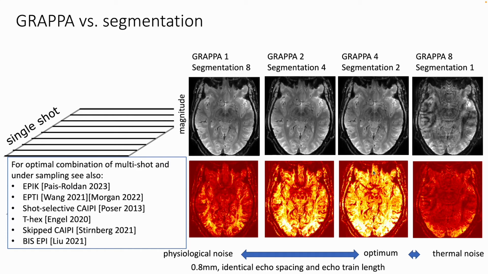And finding a good compromise between undersampling patterns as well as multi-shot methods, I think, is the common theme of the field of acquisition methods in layer-dependent fMRI of the last decade or so. So we find that usually it does not make sense to push GRAPPA too much, but also add a bit of segmentation in there always.